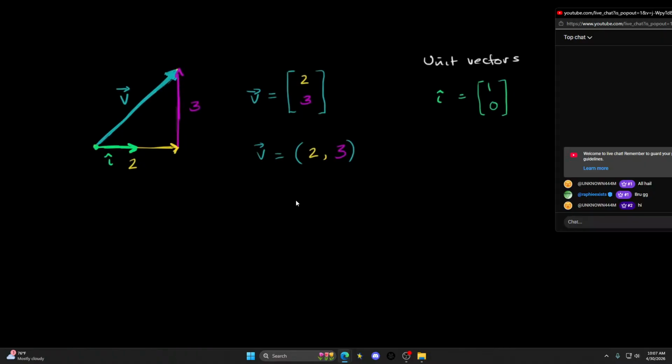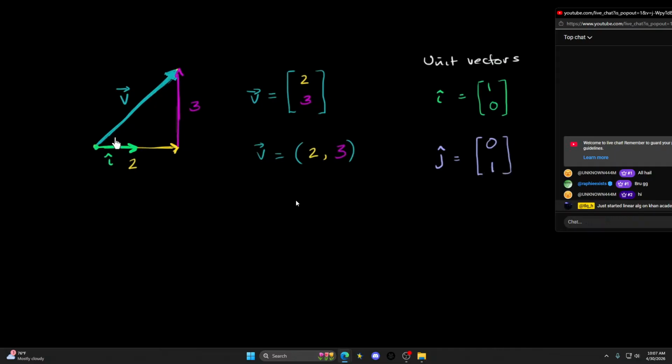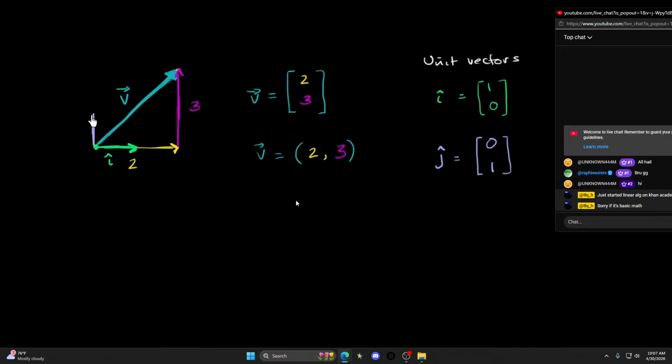And then we can define another unit vector. Let's call that unit vector, or it's typically called j, which would go only in the vertical direction and not in the horizontal direction. And it goes 1 unit in the vertical direction. So i went 1 unit in the horizontal. Now j is going to go 1 unit in the vertical. So j, just like that.